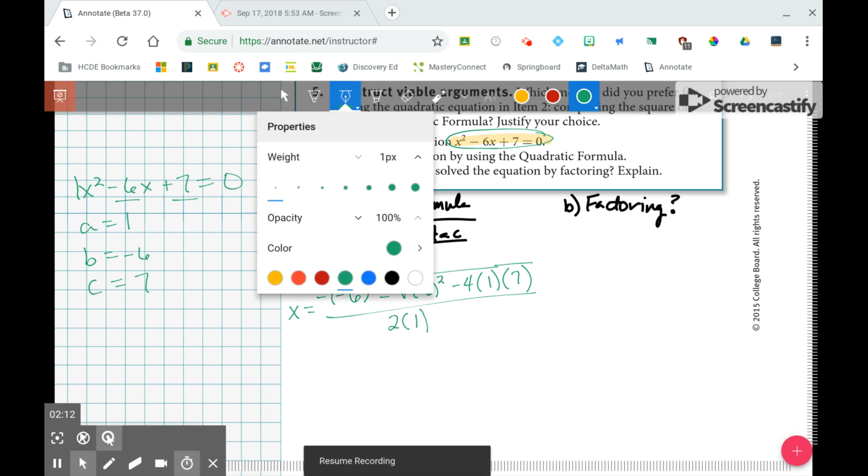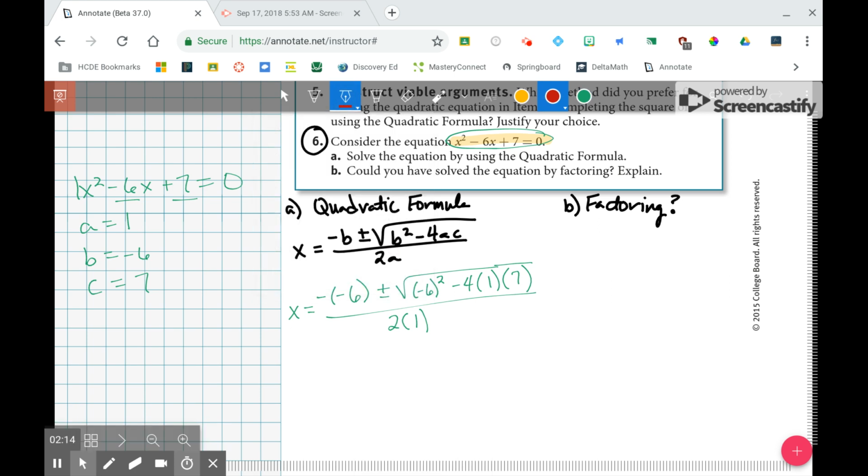So now let's simplify. So let's start with what's underneath the square root. So that plus or minus. So underneath the square root, we have negative 6 squared, so that's 36. And then minus 4 times 1, so it's negative 4. And then times a 7, so that is negative 28. Okay, other parts of our quadratic formula right here, we have negative 6, or like we talked about earlier, it's just positive 6. And our denominator is 2 times 1, or just 2.